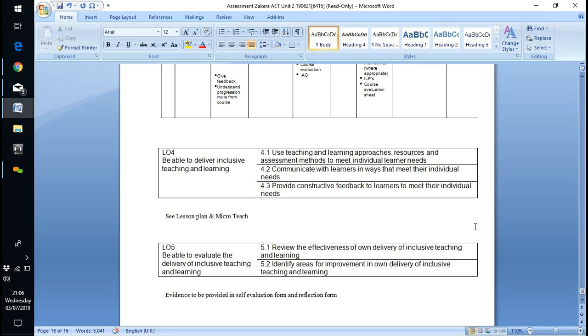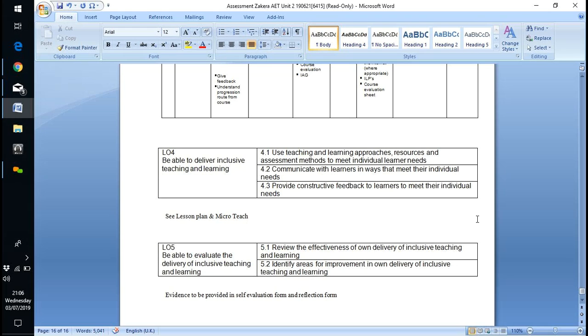And how long does it need to be? If you look at 4.3, provide constructive feedback. So a little session separately with one of your learners giving some direct feedback. That will cover that completely. And how long does it need to be? How long's a piece of string? It can be literally 15, 20 minutes.